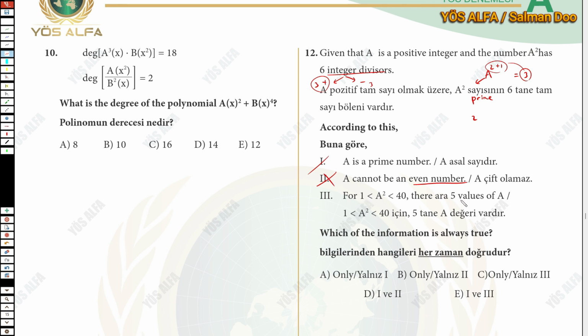And for this, there are 5 values of A. A is a prime, so it could be 2 squared, 3 squared, 5 squared, and 7 squared. It's already 49, so this one is not included. We have only 3 values of A between this range. It's not 5, so this one is also incorrect. So the only correct statement is 1. So the answer is A.